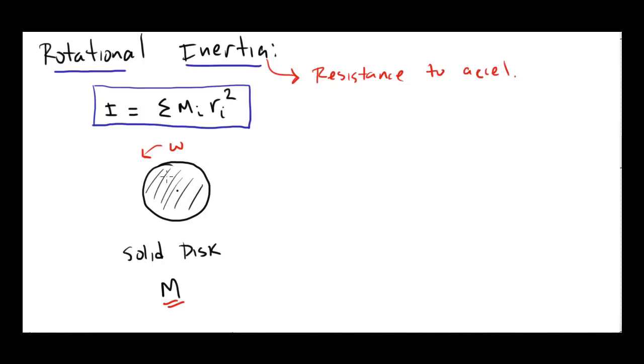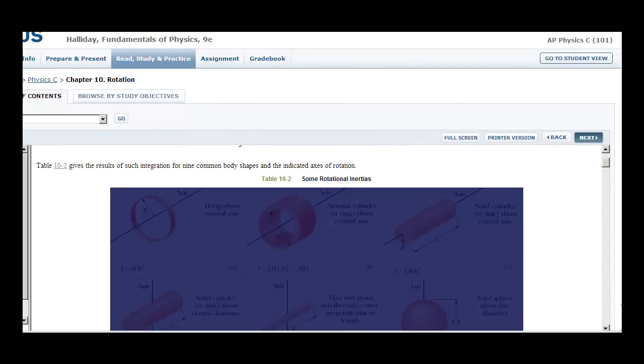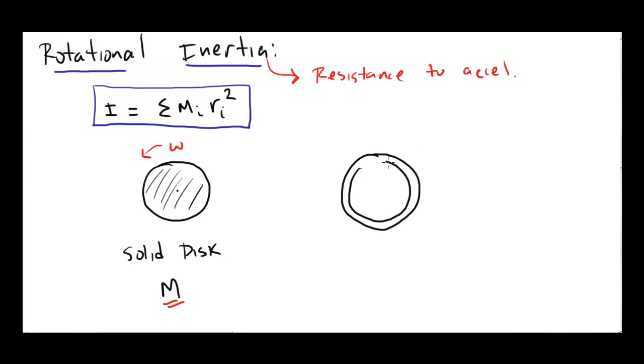And then let's imagine we've got a hoop, or actually I'm going to call it a ring. It's called an annular ring, is the fancy term for this. So I've got this ring. Try to draw this carefully. Oh, are you kidding me? Go away, Wiley. Sorry about that.